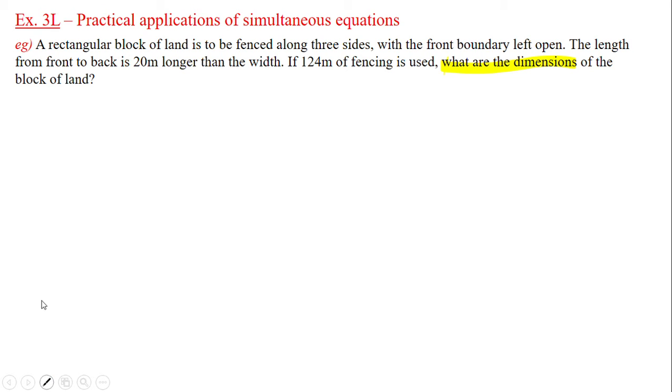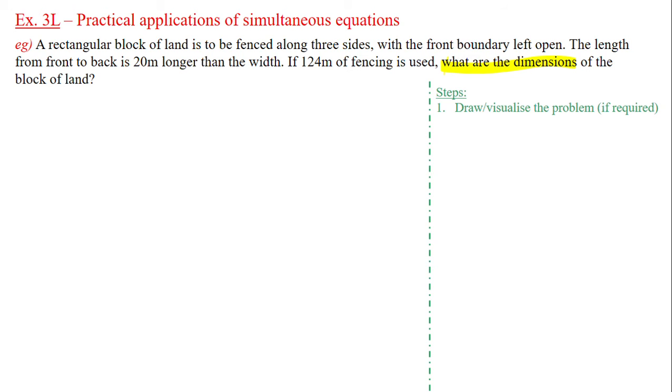Your first step now to solving this problem is to visualize it. Some of you may not need to do this. Sometimes the diagram is given to you. Here we are going to sketch out our own diagram. So we start with a rectangular block of land. All right, cool, I have a rectangle. It is to be fenced along three sides with the front boundary left open. So there's my diagram. I'm now going to flesh it out with a little bit of the information.